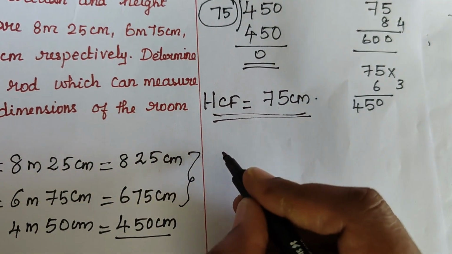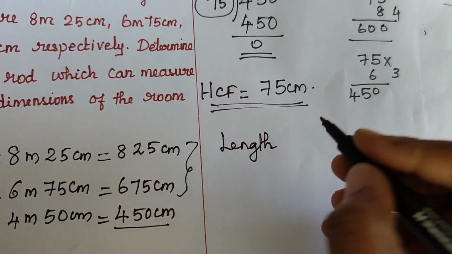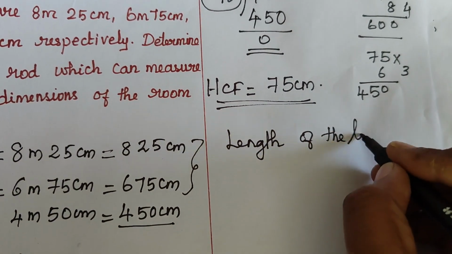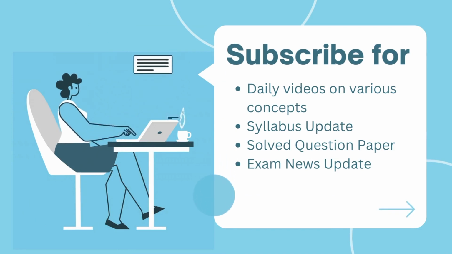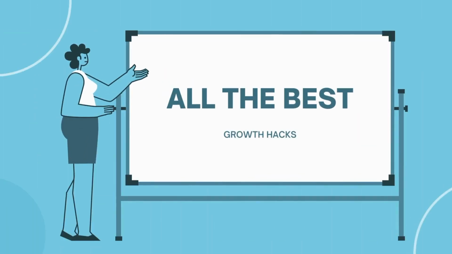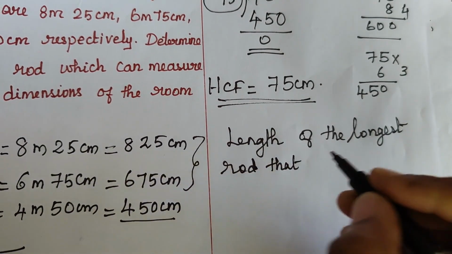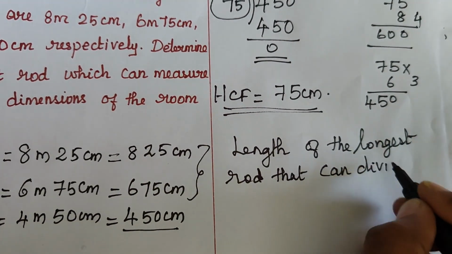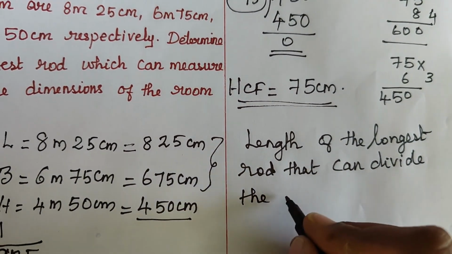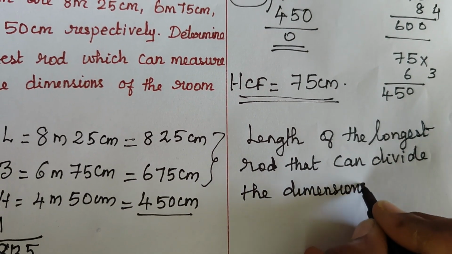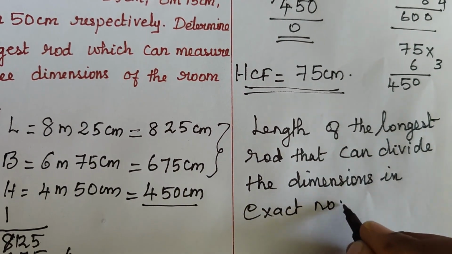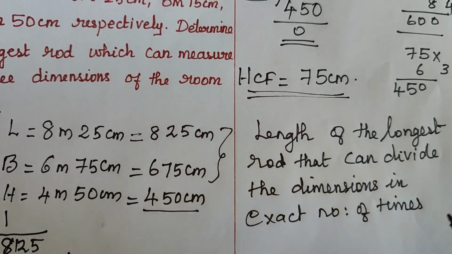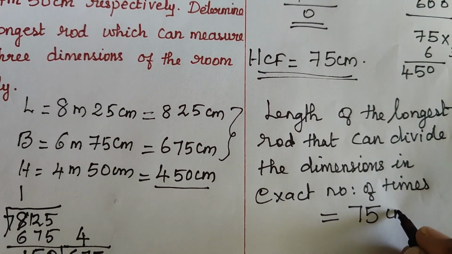So the length of the longest rod that can divide the dimensions of the room in an exact number of times is equal to 75 centimeter.